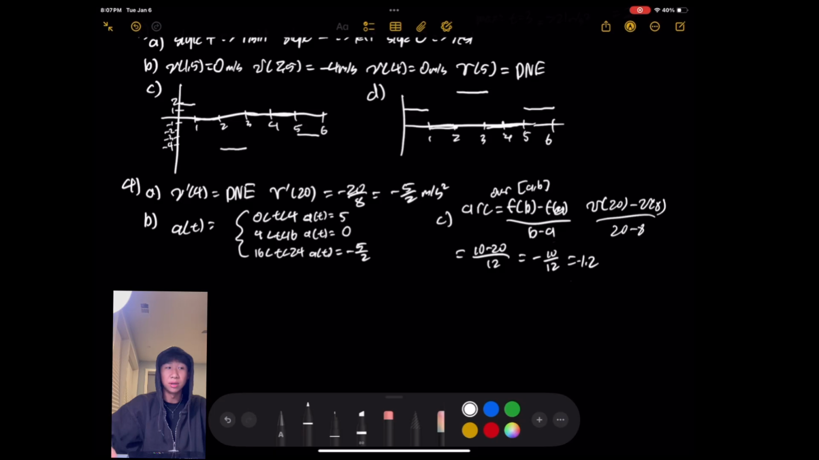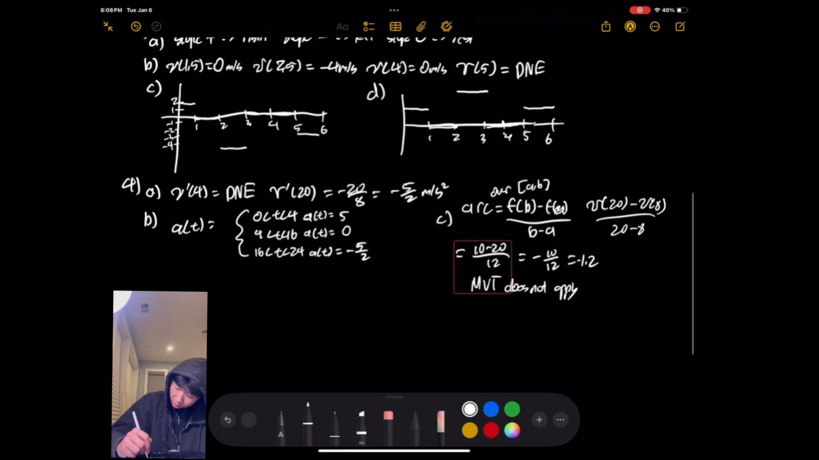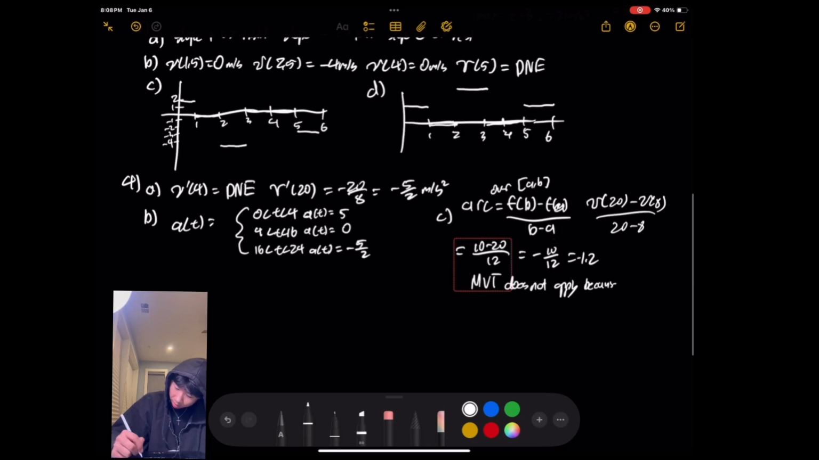Yeah. So because of that, the mean value theorem does not apply. So we're going to say MVT does not apply because the function is not fully differentiable. How do you spell differentiable? Differentiable.